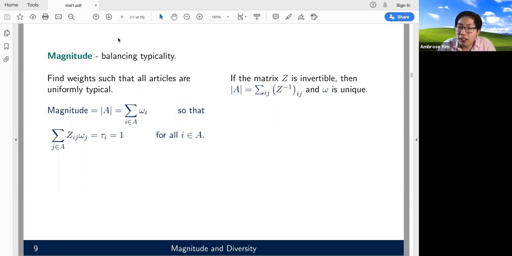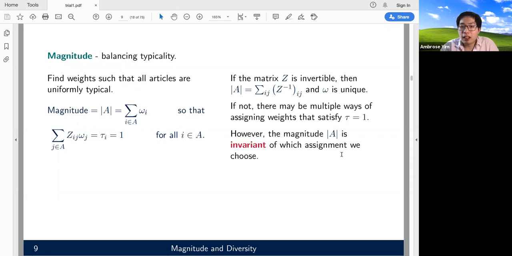And another point is, if this matrix is invertible, with this mathematical property called invertibility, then that means that we could have a unique weighting obtained. And if not, if this matrix is not invertible, then there may be multiple ways of assigning weights such that we get a uniform typicality for all articles. However, as it turns out, there may be multiple ways of assigning weights, but the sum is actually invariant.